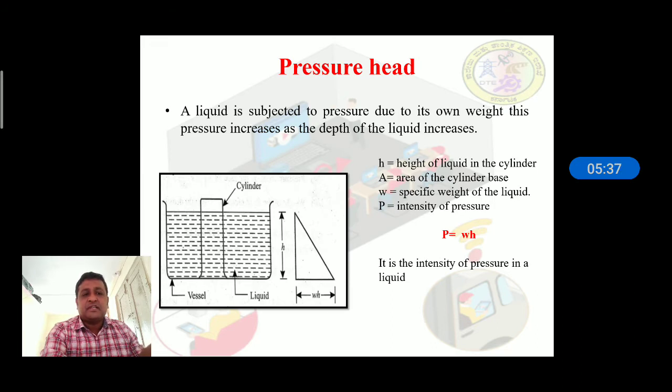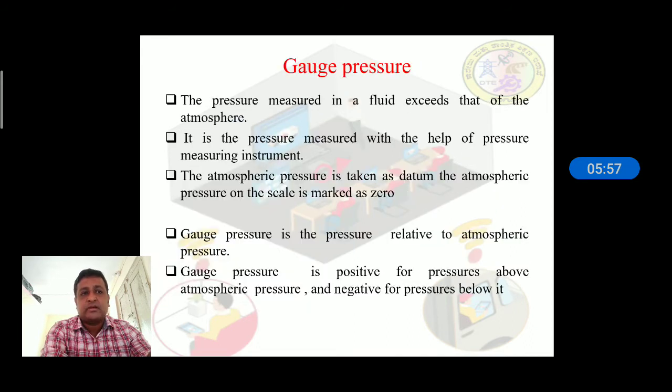Here P is nothing but the intensity of pressure in a liquid. According to that, as the depth varies, the intensity of the pressure will also vary. That is the concept we are using to find out the pressure head. Let's move to the topic.